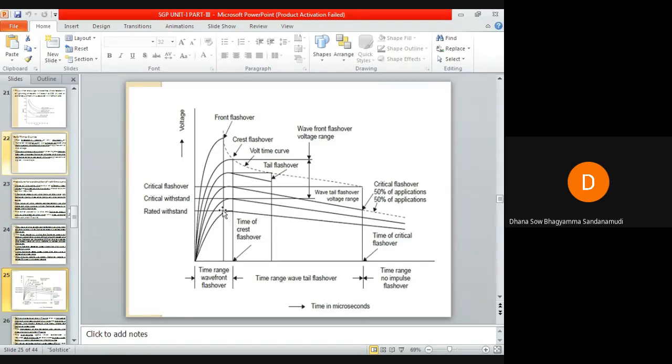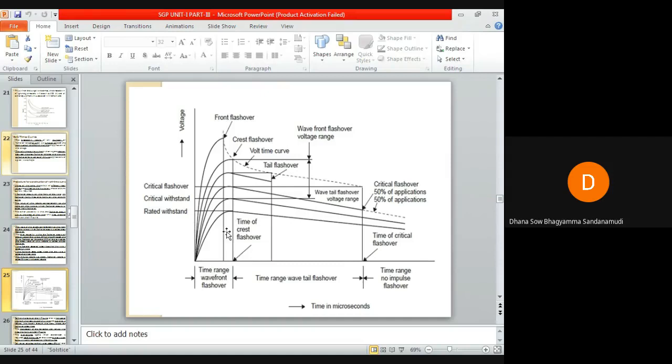And if the voltage level is further increased beyond its rating, and even then insulation breakdown does not occur, then we will call it the critical withstand level. So at the critical withstand level or at the rated withstand level of the voltage, insulation breakdown of the equipment does not occur. That you people should remember.